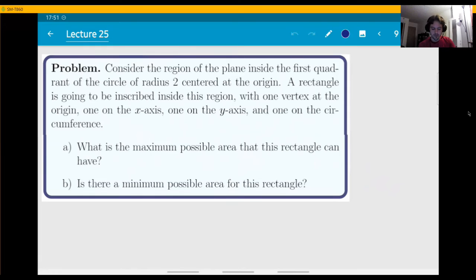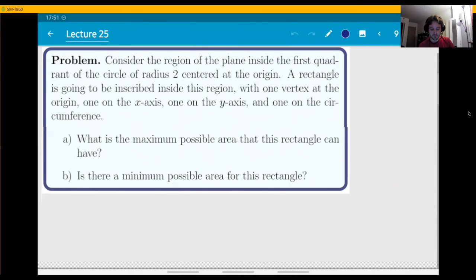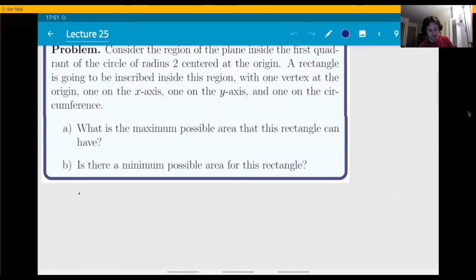Problem. Consider the region of the plane inside the first quadrant of the circle of radius 2 centered at the origin. Let me draw that. So you have a circle of radius 2 centered at the origin. This is x equals 2. This is y equals 2 up here. We're only looking at the first quadrant.